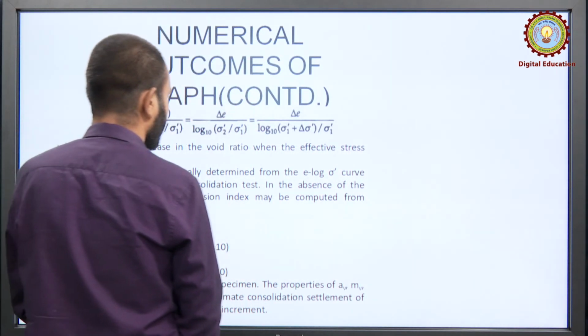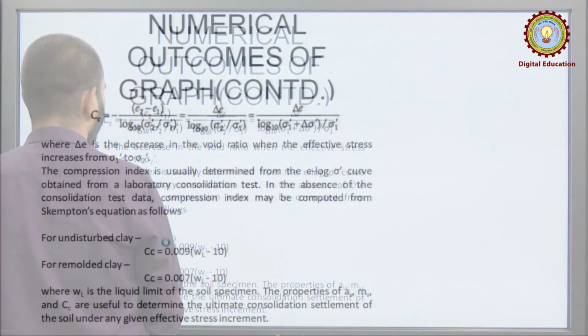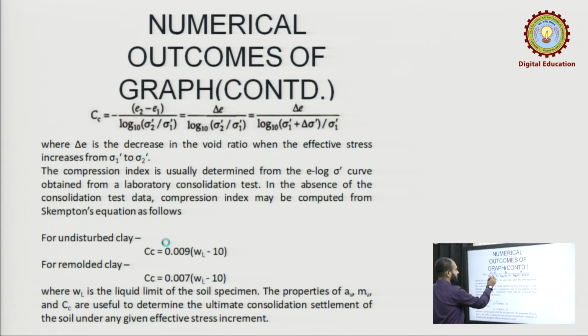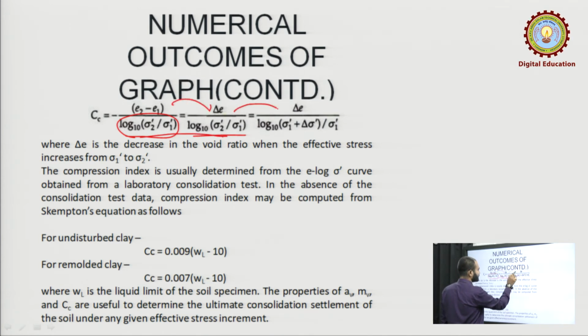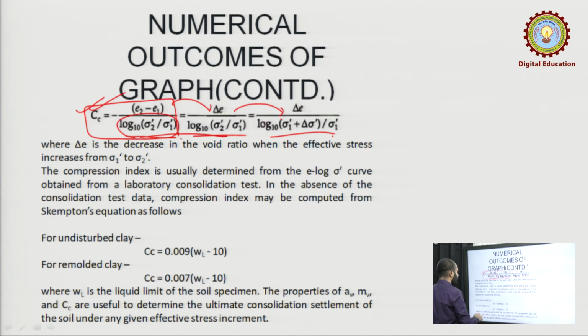Further, other formulas can also be found out. You can see that the same is solved here, sigma 2 by sigma 1 is made here. This is the same formula which is being derived here. Mainly we have this formula only. You have to remember this formula, where delta e is the decrease in the void ratio when the effective stress increases from sigma 1 to sigma 2.